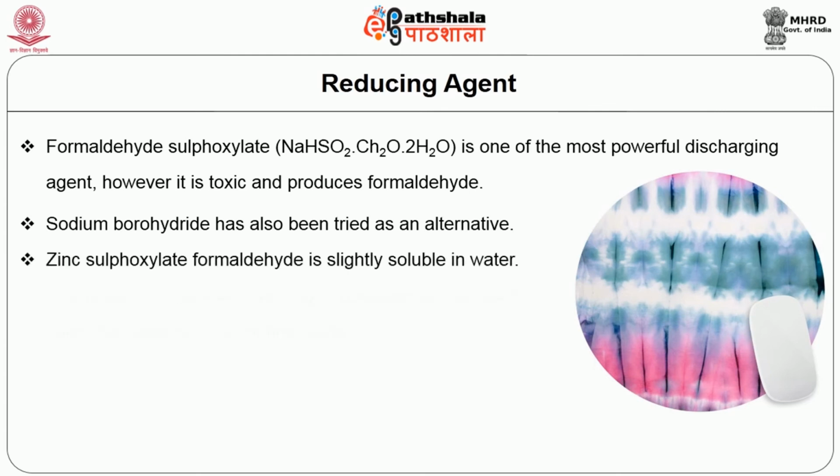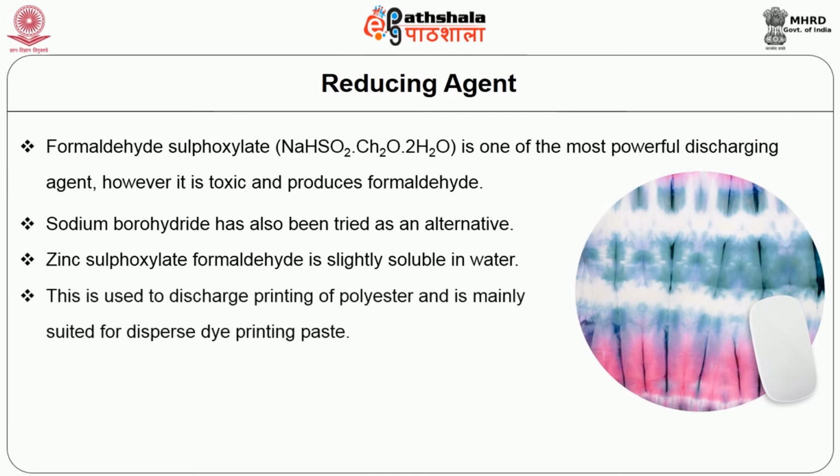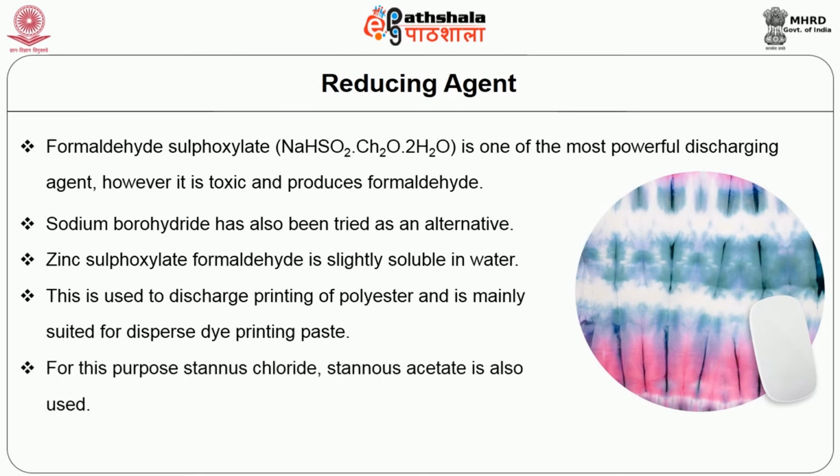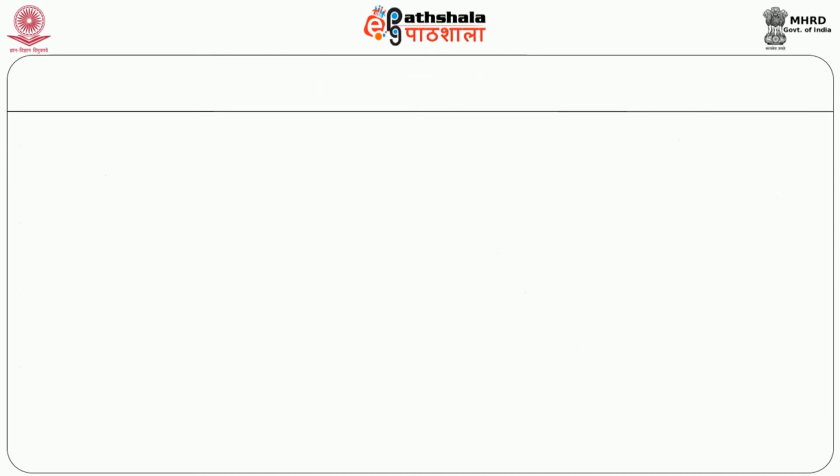Zinc sulfoxylate formaldehyde is slightly soluble in water. This is used for discharge printing of polyester and is mainly suited for disperse dye printing paste. For this purpose, stannous chloride and stannous acetate are also used. For vat printing, sodium hydrosulfite is used.